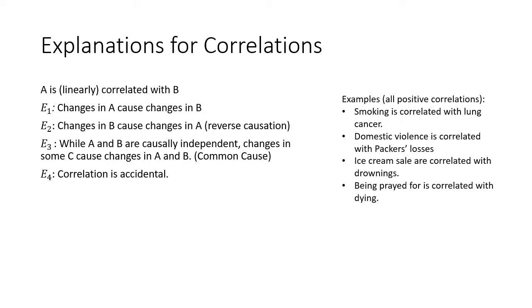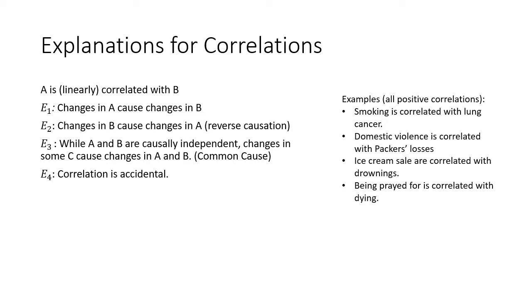So in that case, E2 would be the more likely explanation, right? That B is causing A. The Packer losses are causing domestic violence. All right, the ice cream sales correlation with drownings. That's most likely a common cause. It's not the case that ice cream sales are causing people to drown, or that drowning is causing people to buy ice cream.